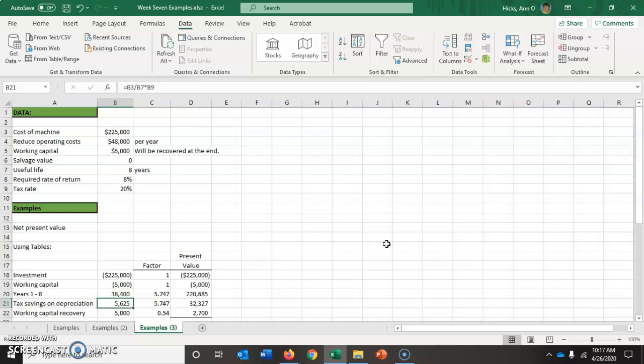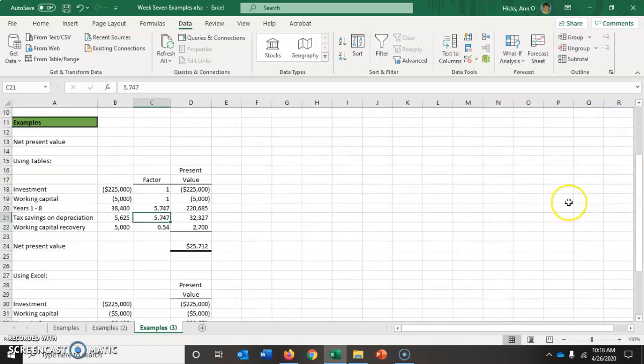But keep in mind, depreciation. It's a non-cash expense, but it's a deductible expense. So we will actually have a savings on depreciation. So what I have done in this cell is I have taken the cost of the machine, divided it by the 8 years to arrive at annual depreciation, and then multiplied that by the tax rate, so that we effectively will have a tax savings, and that is an increase in our cash of $5,625 every year.